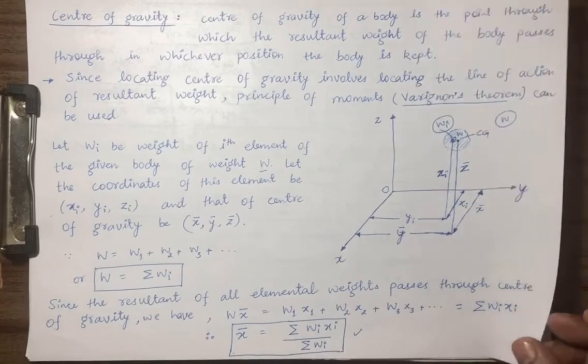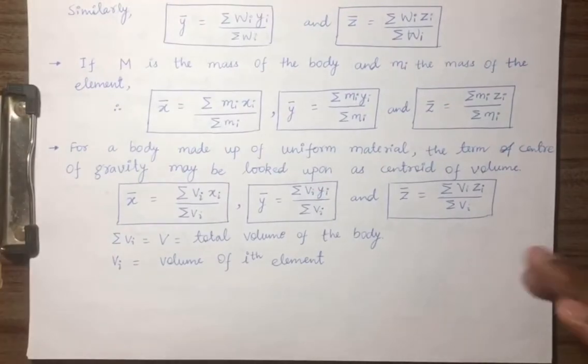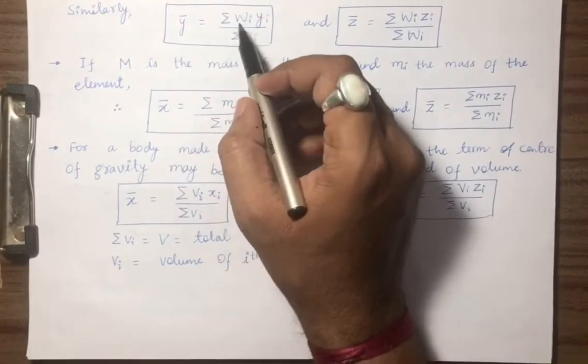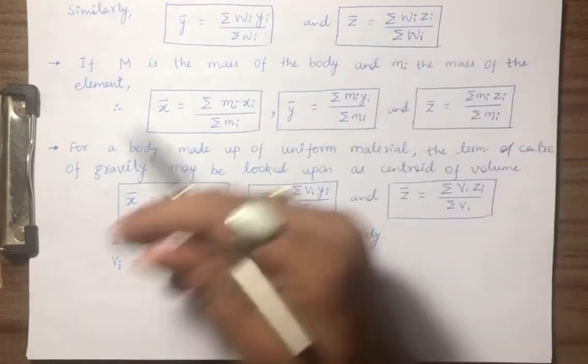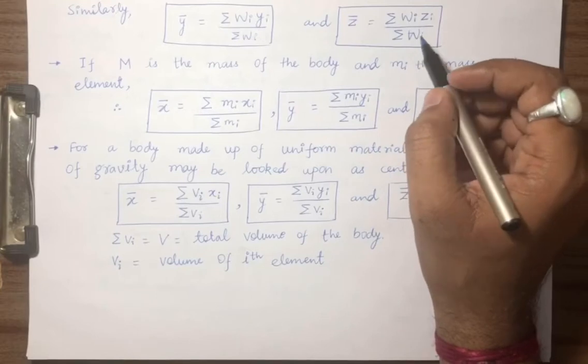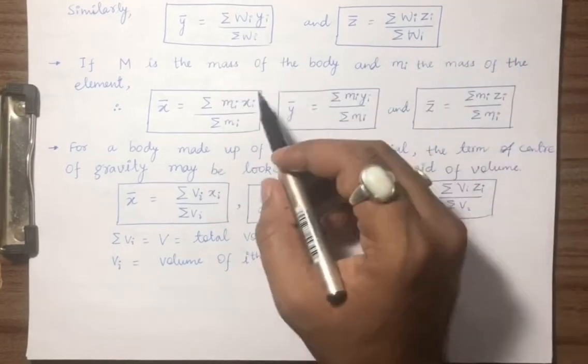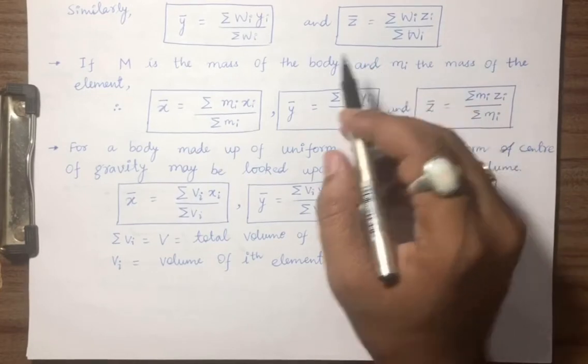Okay, so in the same way we can say that the y coordinate, y bar, will be summation wi yi divided by the total weight, and z bar will also be equal to summation wi zi divided by the total weight. Okay, so this you have learnt already. So this was a small recap.